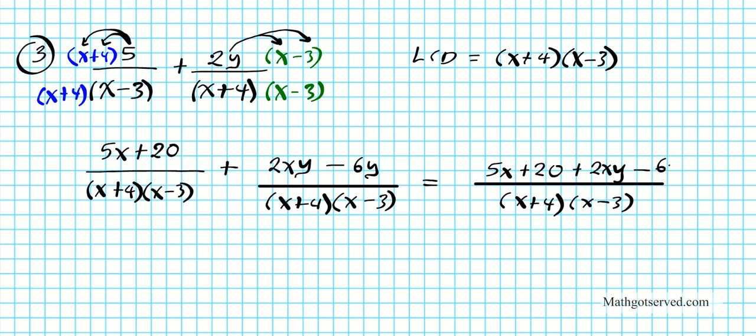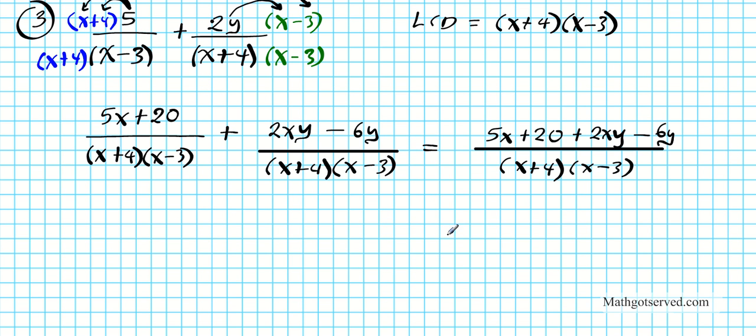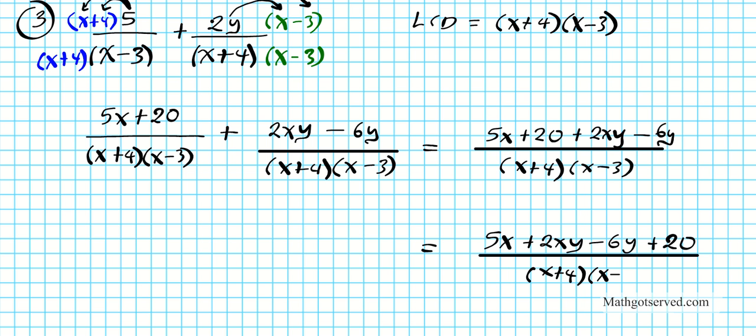minus 6y. Okay, so you can rewrite it, just move terms around. In standard form, we can write 5x plus 2xy minus 6y plus 20. I'm just rearranging the terms. Both answers are correct, but this is much more standard formulation for writing down expressions over x plus 4 times x minus 3. There goes your answer.